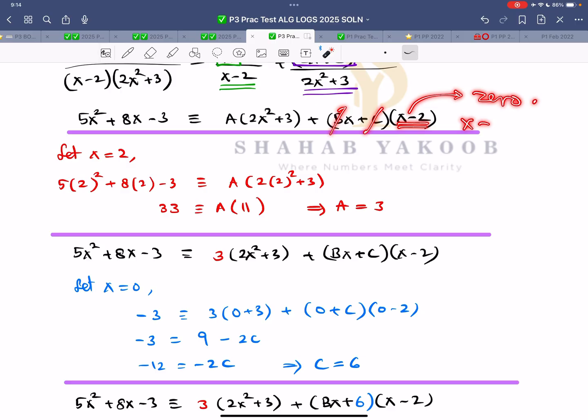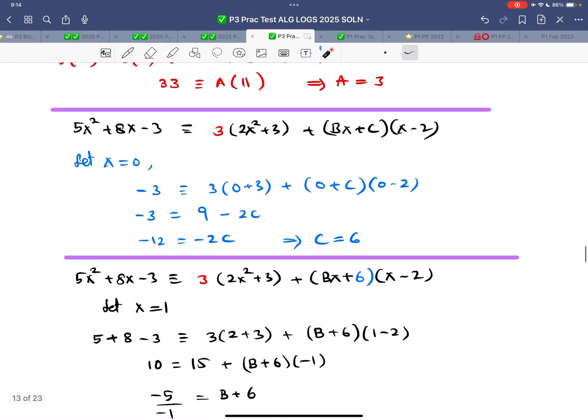How can the bracket equal 0? x minus 2 equals 0, so x is 2. Plug that value on both sides. We find the value of A, that is 3. Rewrite this value. And of course, this is pure maths. You have to write a lot of stuff.